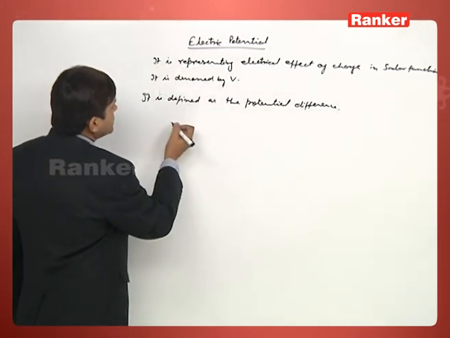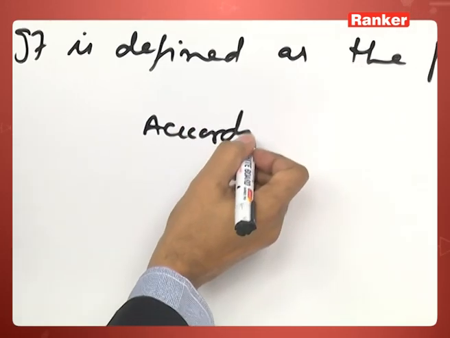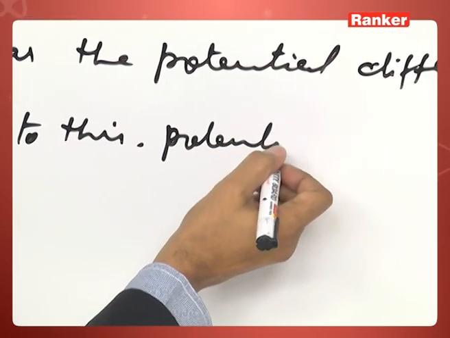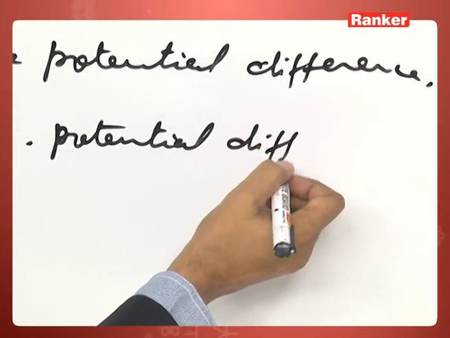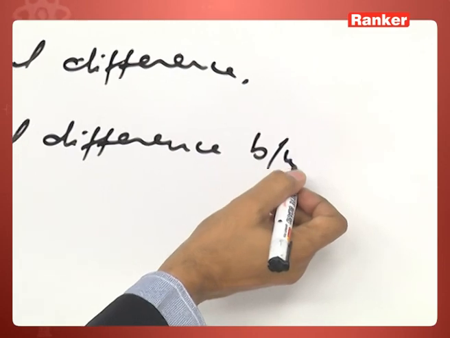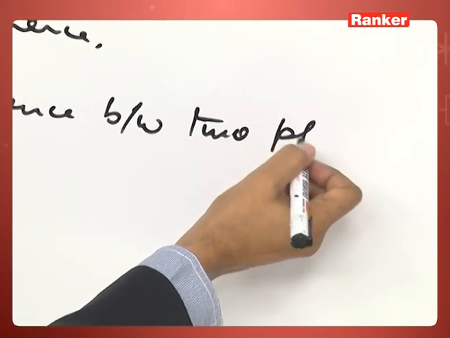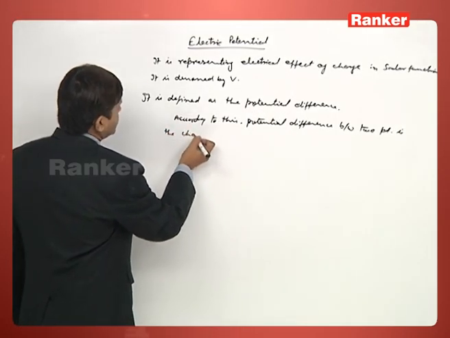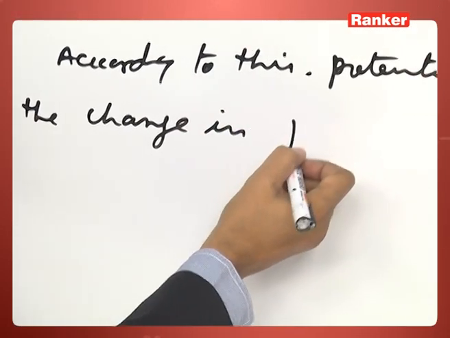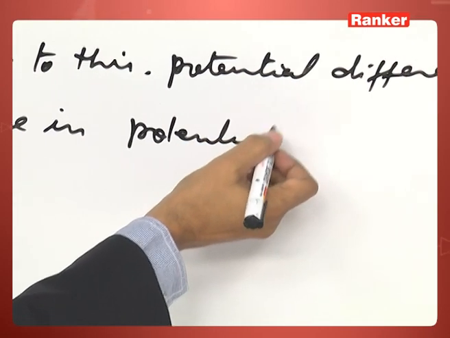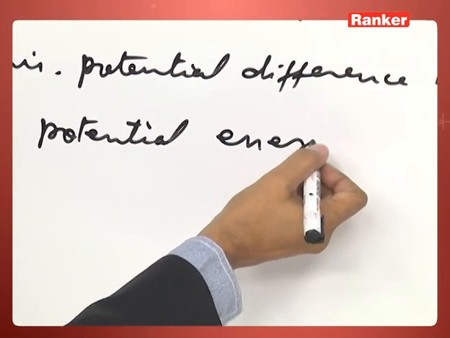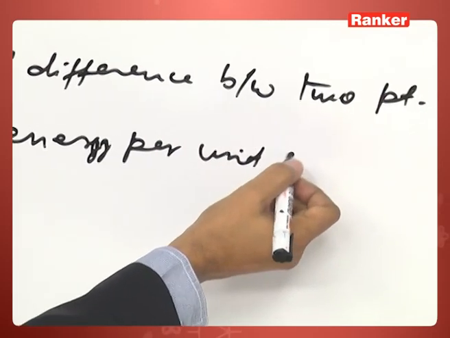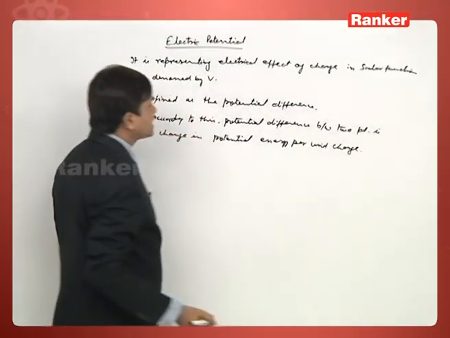So according to this, potential difference between 2 points is the change in potential energy per unit charge. See the meaning of this statement.